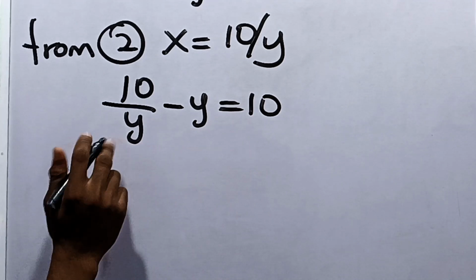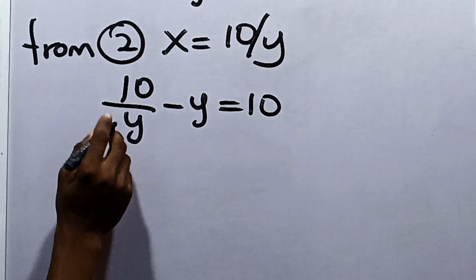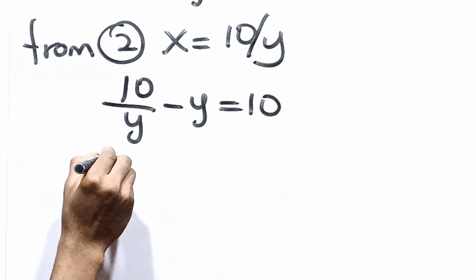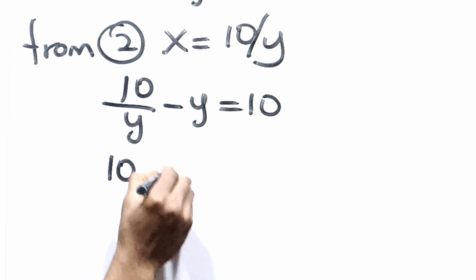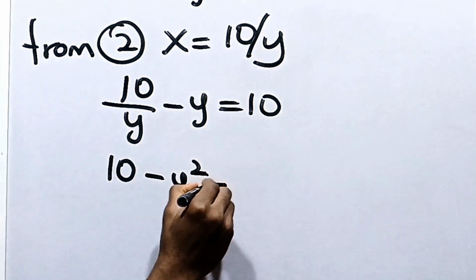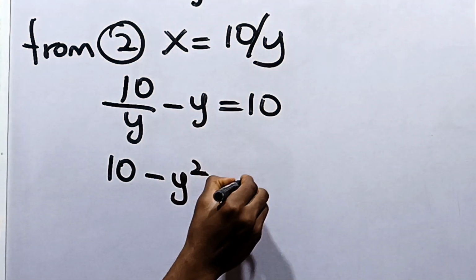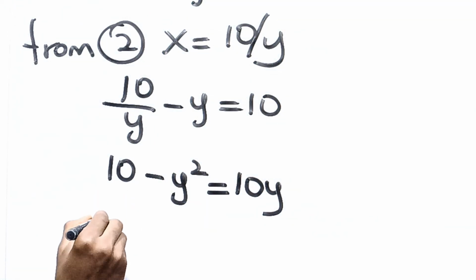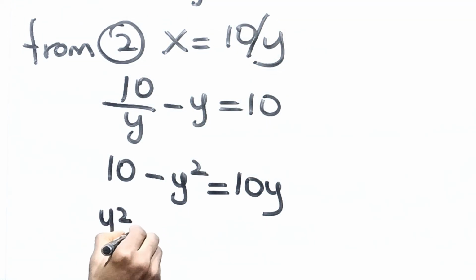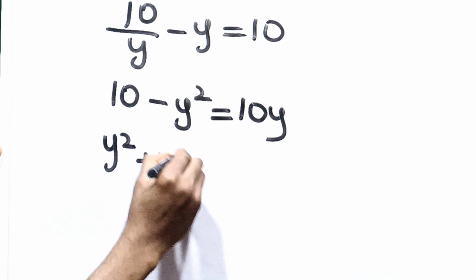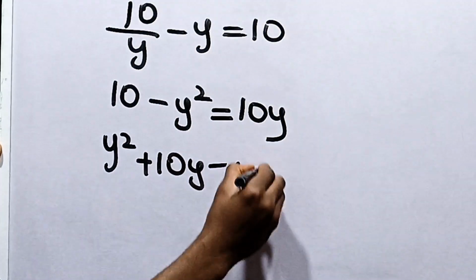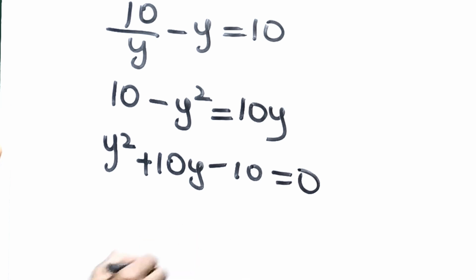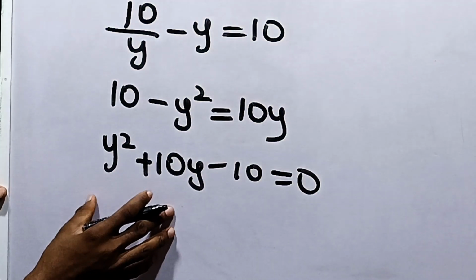Now, multiplying each term by y, we have 10 over y times y is 10, minus y times y is y squared, to be equal to, on the other side, 10y. Now we can collect like terms and make this y squared plus 10y minus 10 is equal to 0. Now, we'll solve this using the quadratic formula.